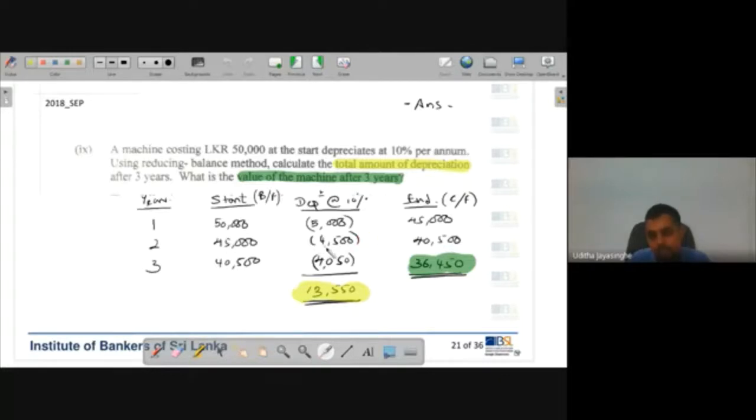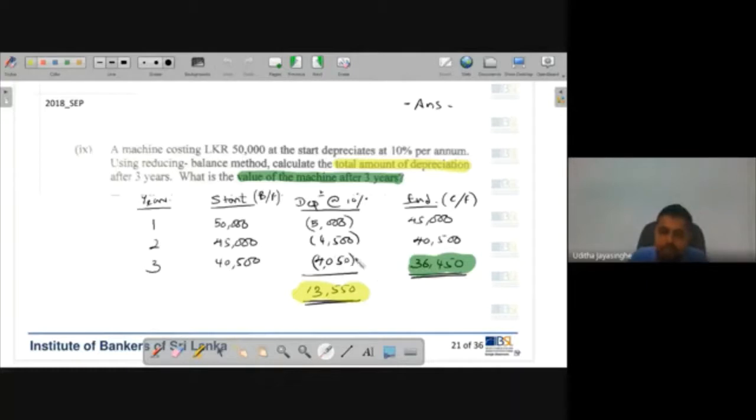You're going to come for 40,500, and that is the beginning value of the next year. Take out another depreciation round of 10% out of this value. That is going to take out another 4,050. So take the difference between 40,500 and this value, and you're going to come up with the last part of the answer.